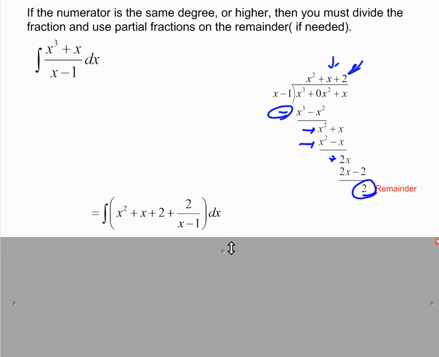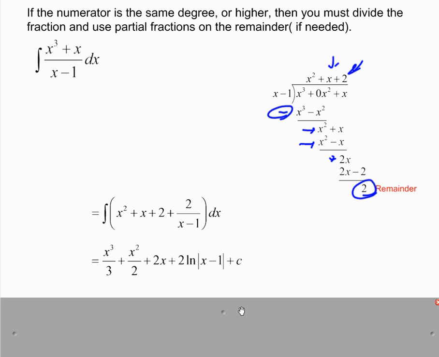Well, that's now pretty easy to integrate. That's just going to go right to that. And that's the idea. Divide it out if you need to.